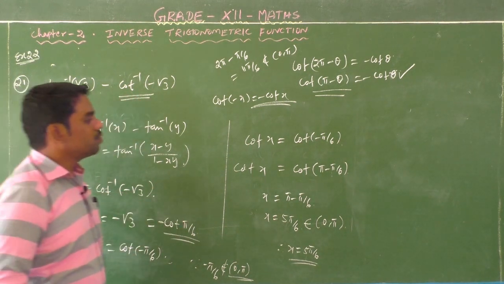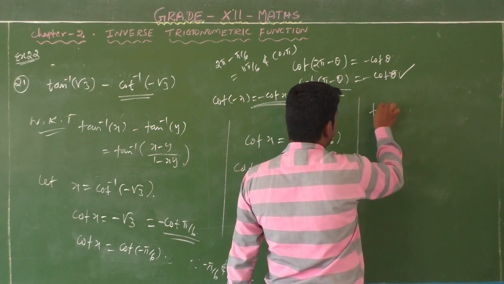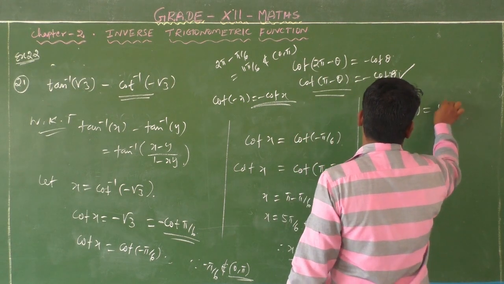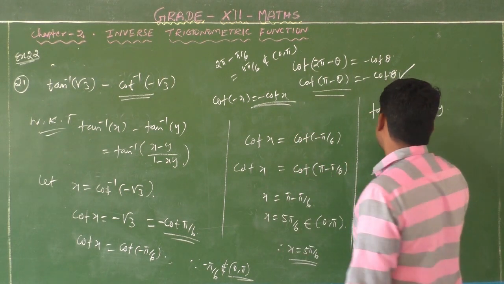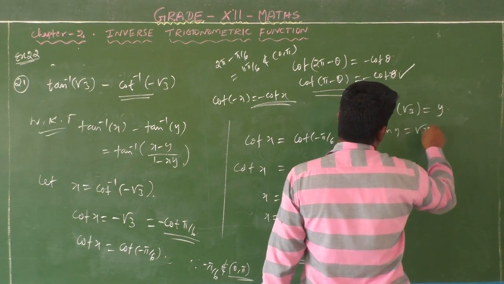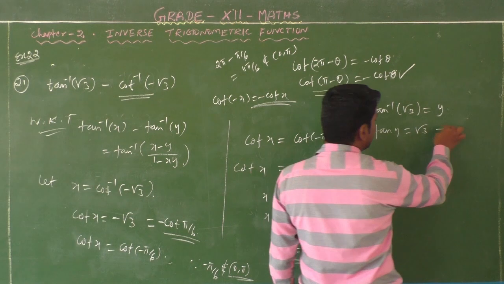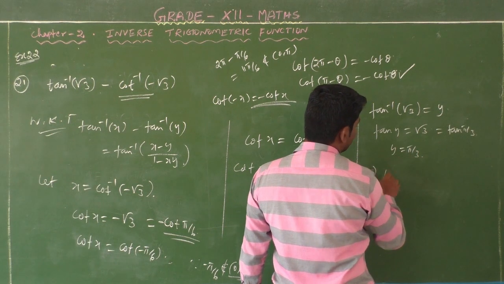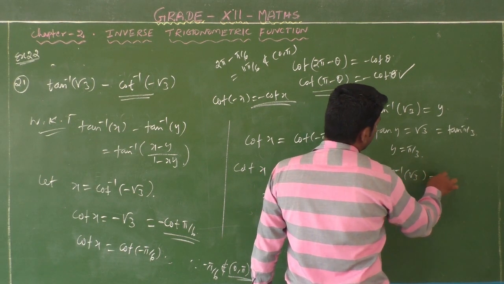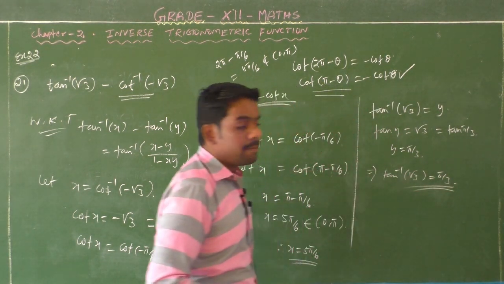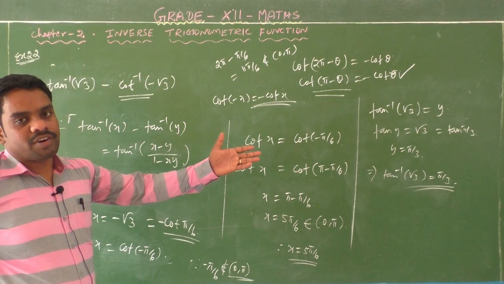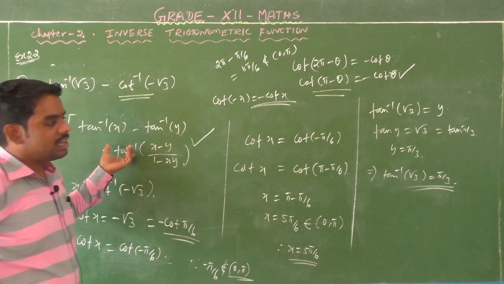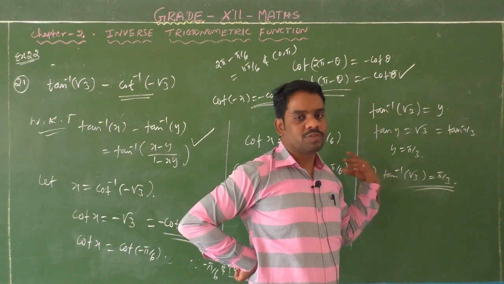And tan inverse of root 3 equal to y, so tan y is equal to root 3. We know that root 3 is equal to tan pi by 3. Therefore y is equal to pi by 3, which implies tan inverse of root 3 is equal to pi by 3. You can directly use this formula and substitute the value pi by 3.